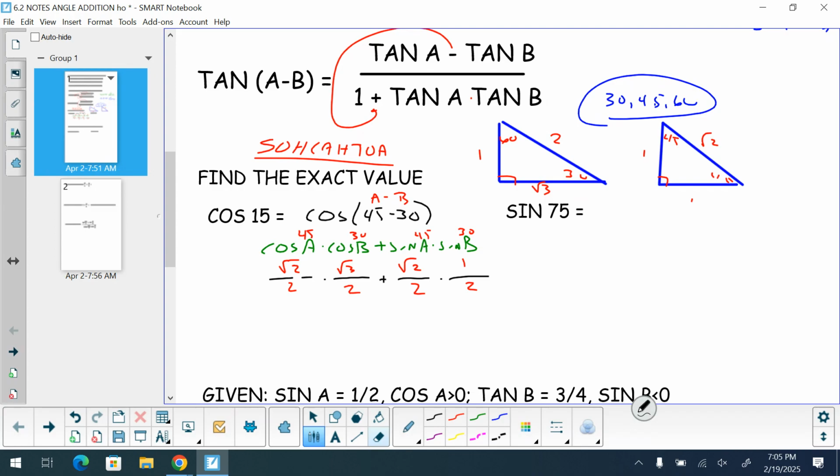Order of operations: multiply together first. Square root of 6 over 4 plus square root of 2 over 4. So we have square root of 6 plus square root of 2 over 4 as our exact value.